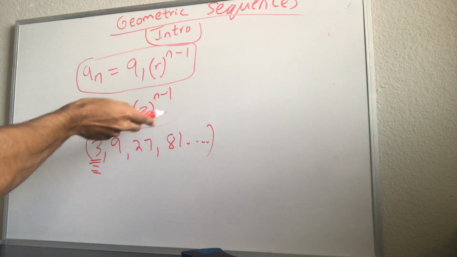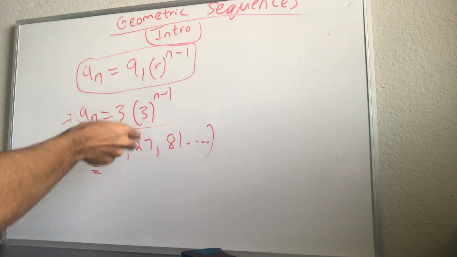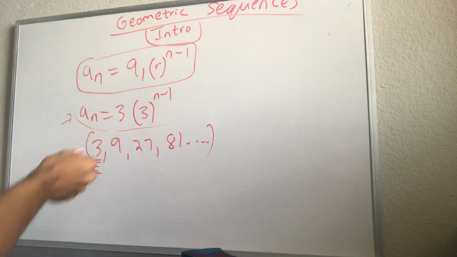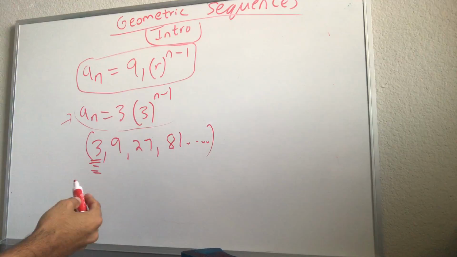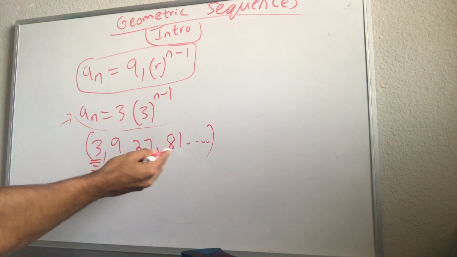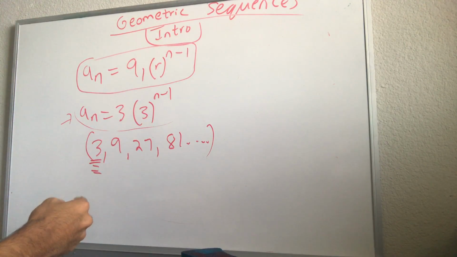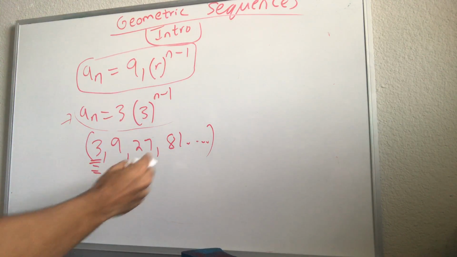So you just need to know this formula, and we can derive it by looking at even the first 3 terms or even the first 2 terms, because we need to know the first term and then the common ratio. And if you want to check, you have 4 here, this is the 4th term, 4 minus 1 is 3, 3 to the power of 3 is 27, times 3 is 81.